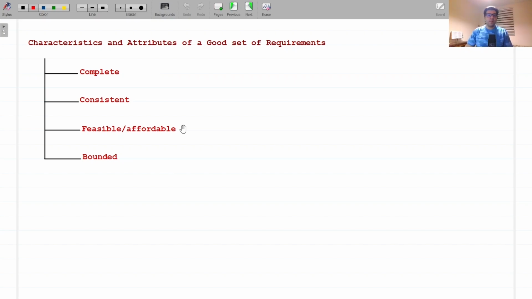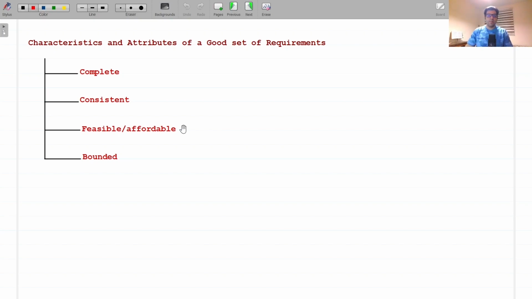Consistent. The set of requirements is consistent in that the requirements are not contradictory nor duplicated. Terms and abbreviations are used consistently in all requirements in accordance with the glossary.